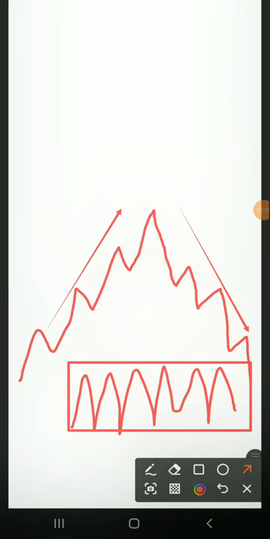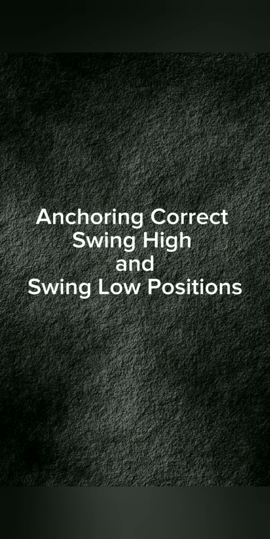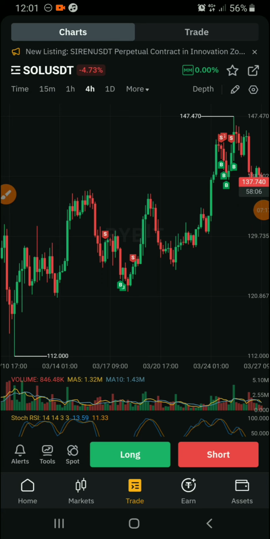Not on a sideways market. So factor number 2. The second factor is having the ability to correctly anchor the current swing high and low position. In an uptrend, to anchor the Fibonacci, you look for the recent swing low and anchor from the recent swing low. While in a downtrend, you should spot the recent swing high and anchor the Fibonacci from the recent swing high. To do that, we are going to turn on the Fibonacci retracement indicator.